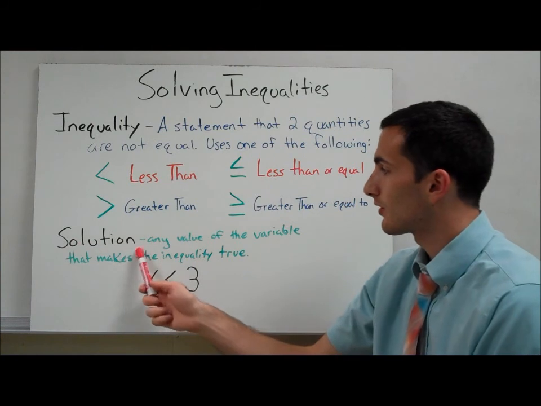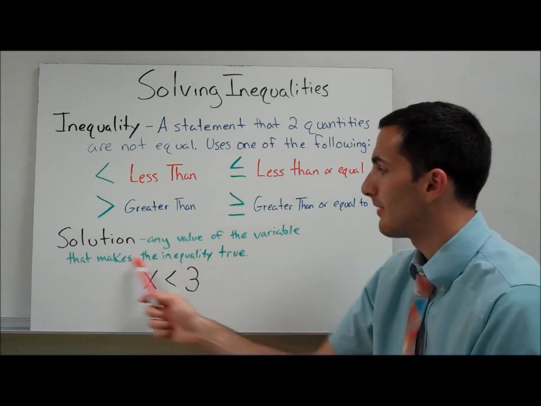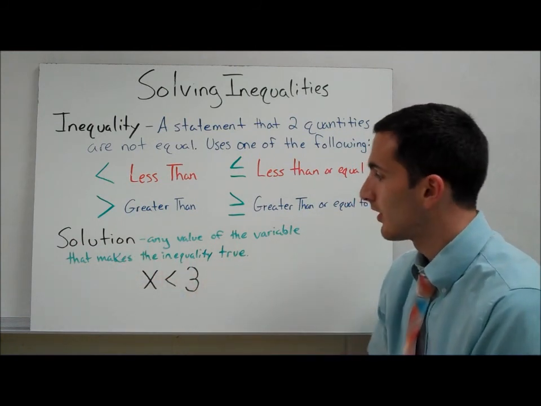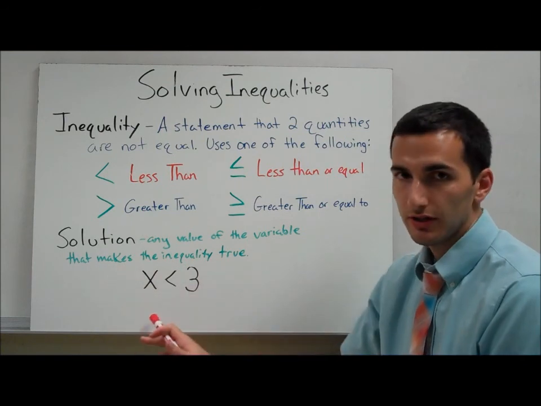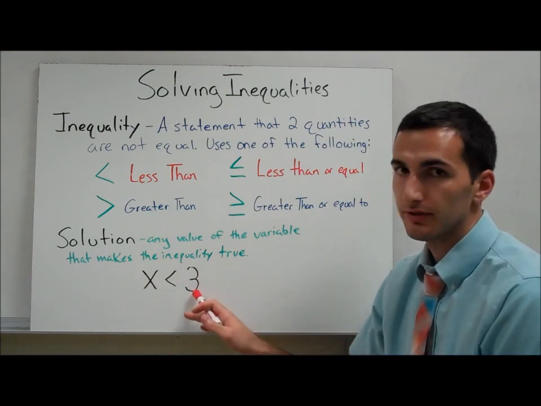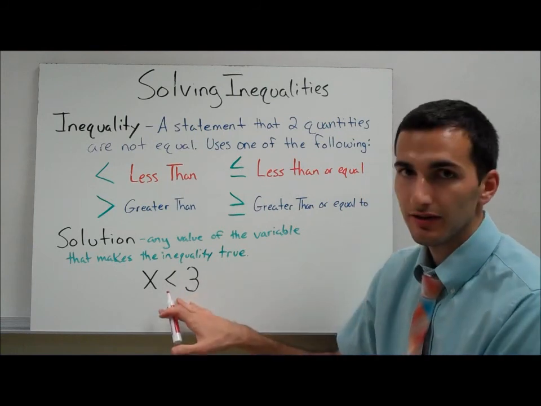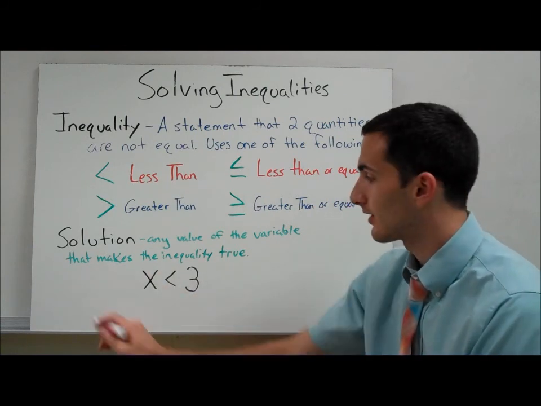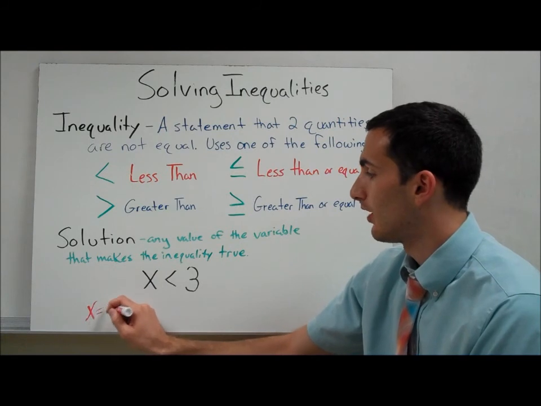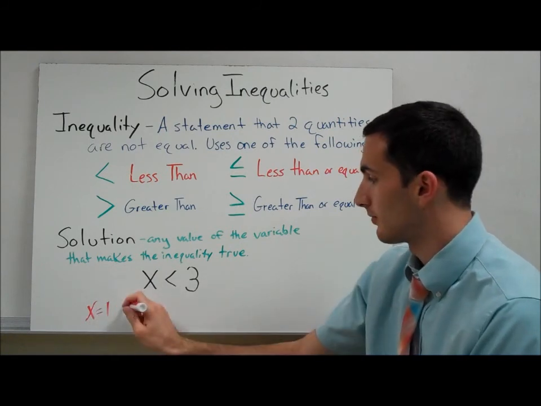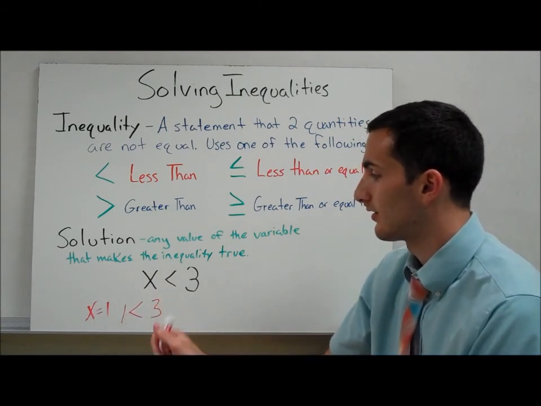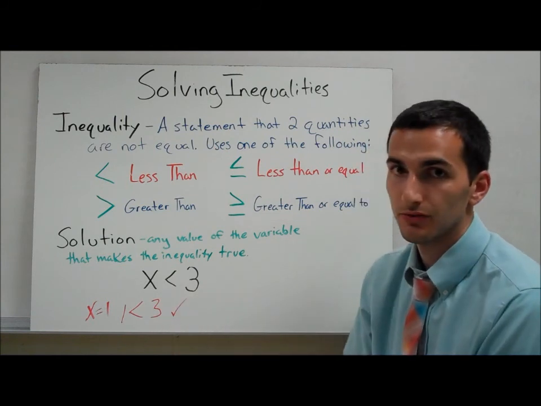A solution to an inequality is any value of the variable that makes the inequality true. So if we look at this inequality here, we have x is less than 3. So values that would make this true could be anything that's less than 3. So I could say x would equal 1, and that would be true, because 1 is less than 3. That is a true statement.